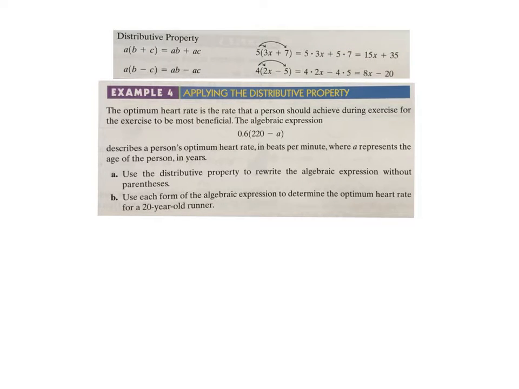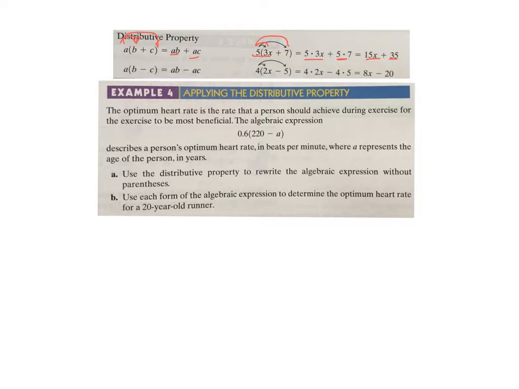In example 4, we're going to be talking about the distributive property. And remember, the distributive property is just you're multiplying stuff on the outside of the parentheses times everything on the inside. So in this example right here, you've got a times b is ab, and then plus a times c is ac. And over here you have numbers that show you an example. Notice 5 times 3x is 15x, and then you've got plus 5 times 7 is 35. So remember, distributive property, you're just multiplying everything on the outside times stuff on the inside of the parentheses.